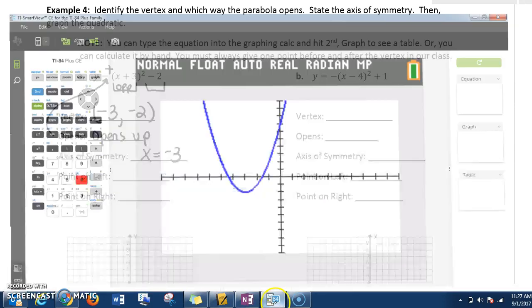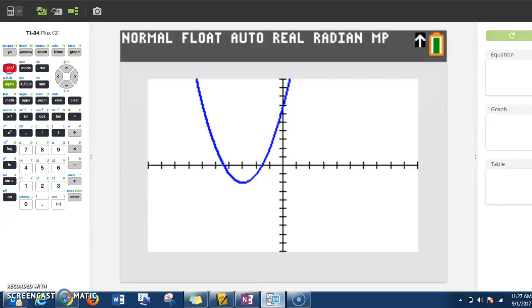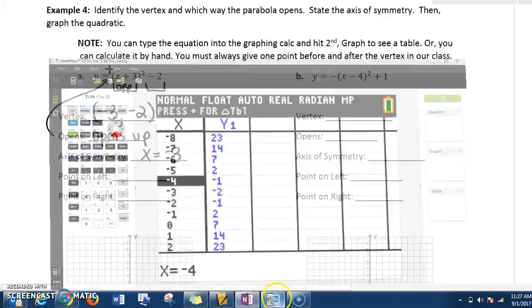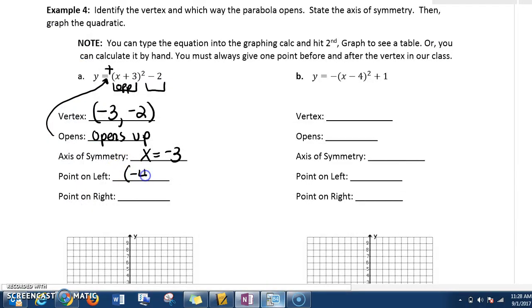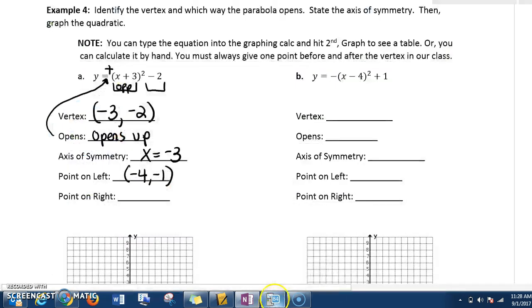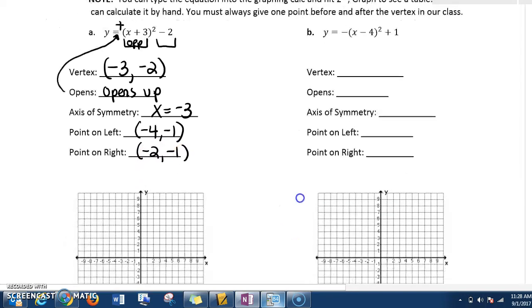So all we need is a point to the left and a point to the right. So let's go to our table, second graph, and get some points. Now we said that the vertex was at -3, -2. So I'm just going to grab 1 point to the left of that and 1 point to the right. So left would be smaller. So I'm going to do -4, -1. That would be left of that point. And to the right of that point would be -2, -1. And I just need 3 points to graph my U shape.